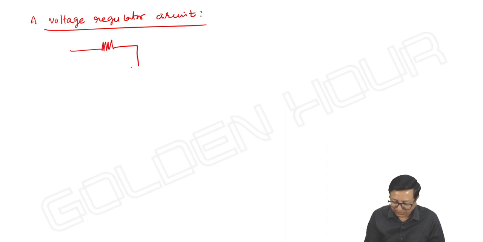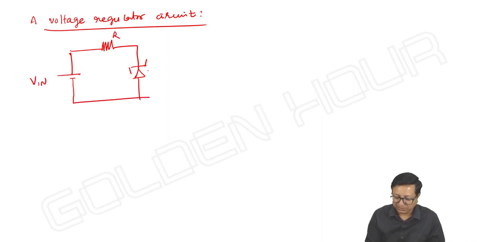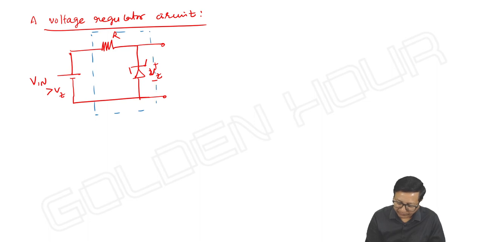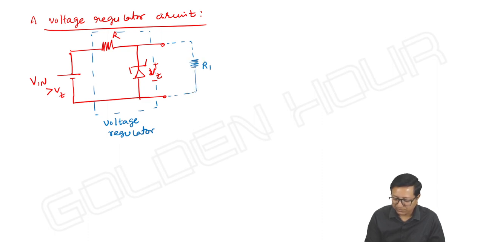I'm just drawing this. V input, some resistor and Zener diode. Input should be greater than the breakdown voltage. This is a voltage regulator. And here we can connect the load resistor, RL.